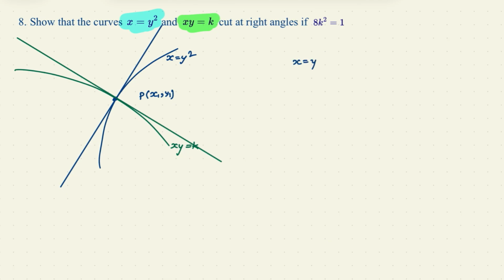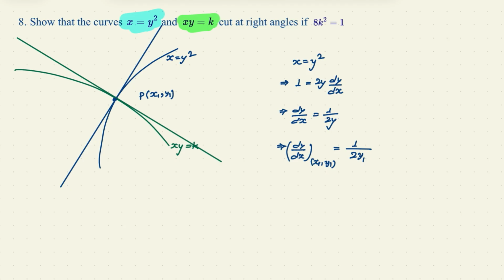So my first curve is x equals y square. So if I differentiate both sides with respect to x, then I'll get 1 equals 2y into dy over dx. So the value of dy over dx will be equal to 1 by 2y. At x1 comma y1 it equals 1 by 2 into y1. So let this be the slope of the first line and let us represent it with m1.